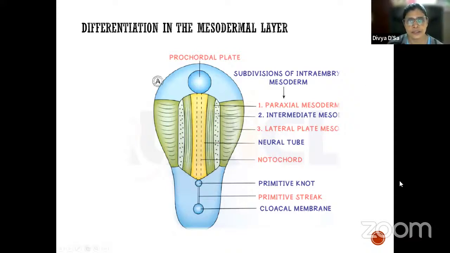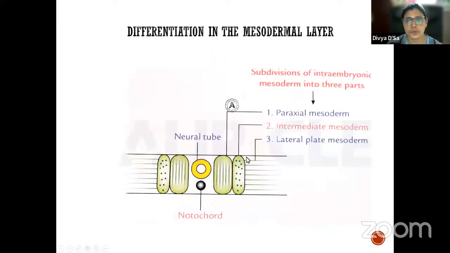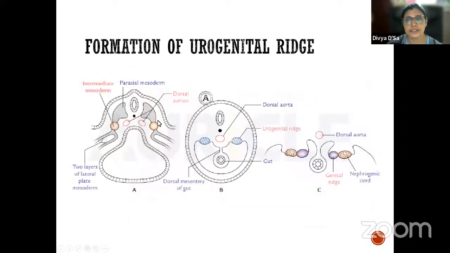Before we understand this, let's recap some basics. This is the intraembryonic mesoderm, which differentiates into paraxial, intermediate, and lateral plate mesoderm. From the intermediate mesoderm, we have the genital as well as the urinary system developing. Basically, this intermediate mesoderm forms the urogenital ridge, which is seen in the posterior wall of the coelomic cavity.